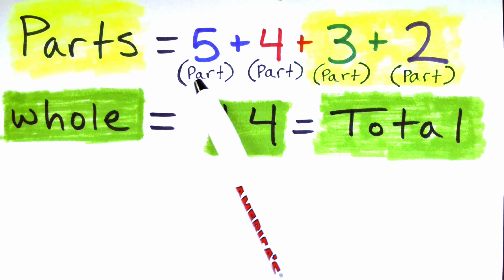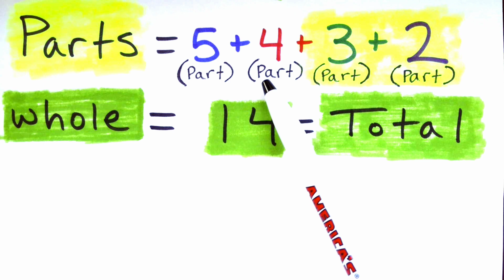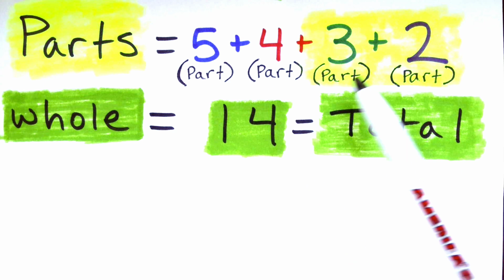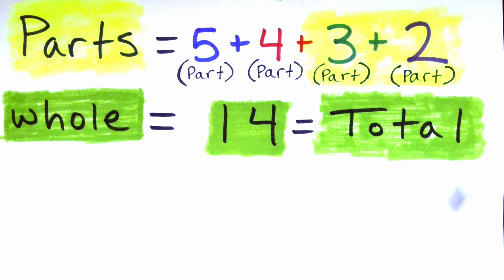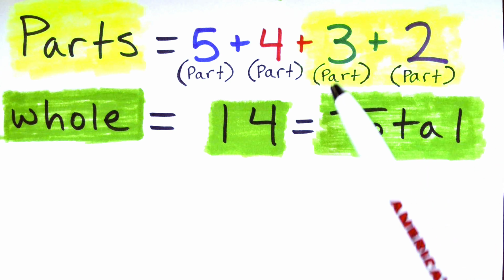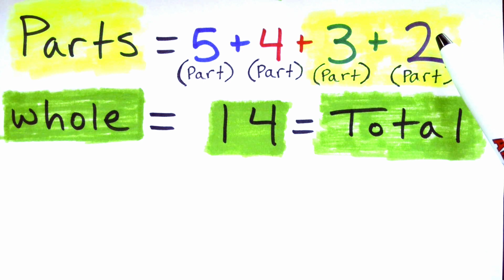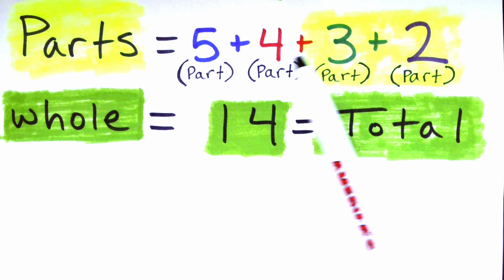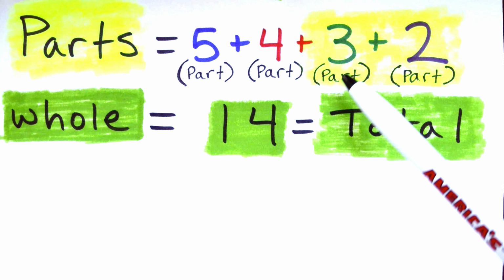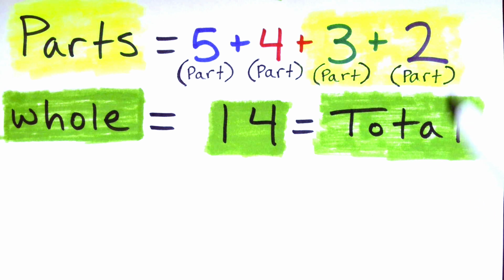Parts are the individual coins: 5 blue coins, 4 red coins, 3 green coins, and 2 purple coins. And so the top part of our fraction is going to be 3 coins and 2, right? 3 green and 2 purple. So the whole, the denominator, are all of these coins added up together, right? 5 plus 4 is 9, plus 3 is 12, plus 2 more is 14. So that's going to be the bottom part of my fraction, the total, which is 14 possible coins.